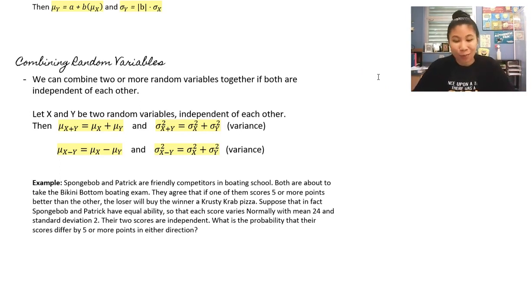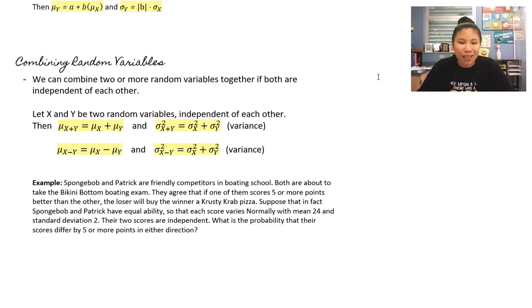So SpongeBob and Patrick are friendly competitors in boating school. Both are about to take the Bikini Bottom boating exam. They agree that if one of them scores 5 points or more better than the other, the loser will buy the winner a Krusty Krab pizza.